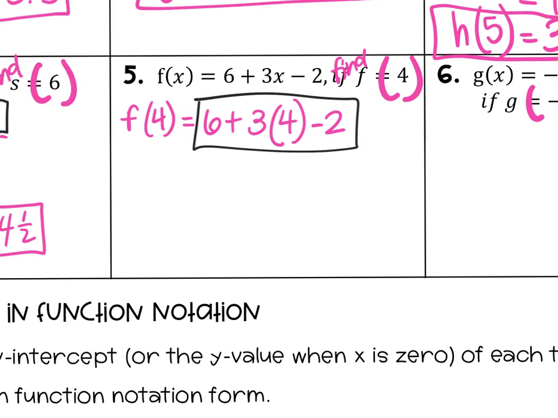If I needed to do it without, and I gotta simplify, then I want to do multiplication first. So that's going to become 6 plus 12 minus 2. And then we do addition, subtraction, just left to right, okay? So that's going to be 6 plus 12 is 18, and then minus 2 is going to give me f of 4 equals 16.